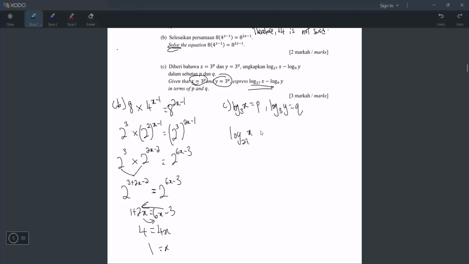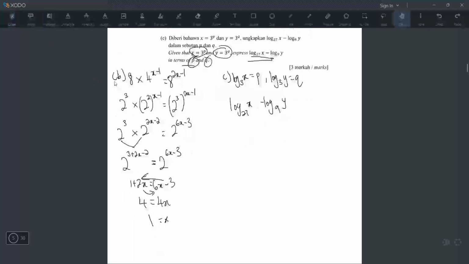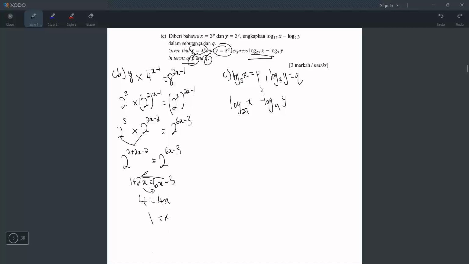Log x base 27 minus log y base 9. And I want my answer in terms of p and q. So remember, when we are doing indices questions or log questions, the rule is always the same base. Base 27, base 9, but my info is in base 3, base 3. So I think I have to change base. And what is the formula to change base? Log base, I want base 3, right? So log base 3, log base 3. And then don't forget, the log's number x goes on top, the log's base goes at the bottom.